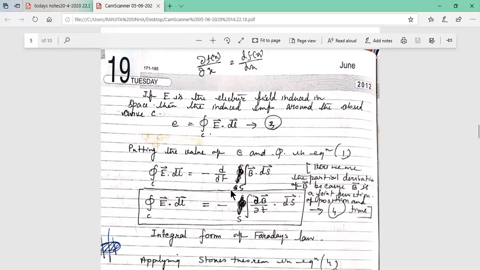So ultimately we write it as del B by del t dot ds. Here we use the partial derivative of B, because B is a joint function of position and time. So we are writing del B by del t. This is the integral form of Faraday's law, that is, the line integration of E dot dl equal to minus the surface integration of del B by del t dot ds. So this is the integral form of Faraday's law of electromagnetic induction.